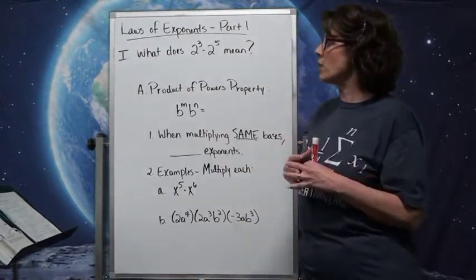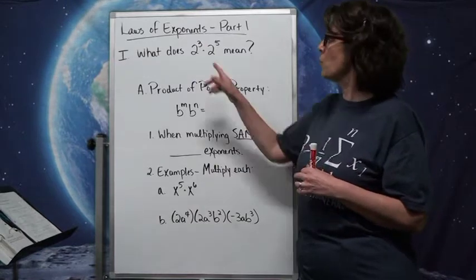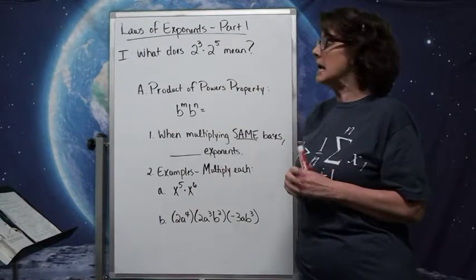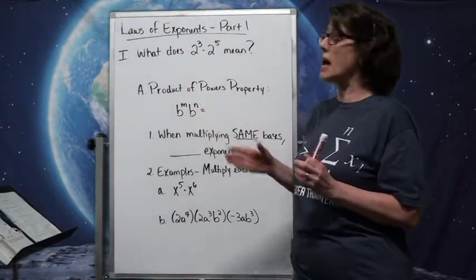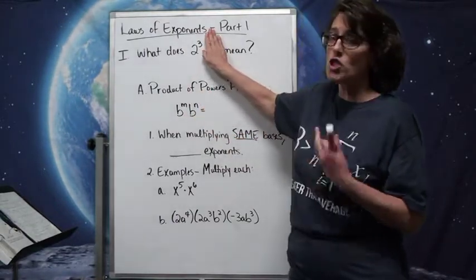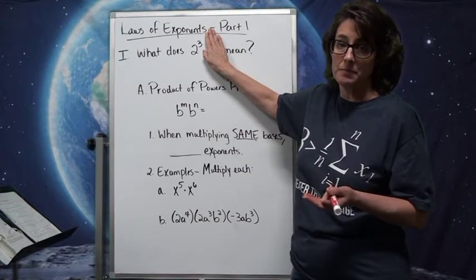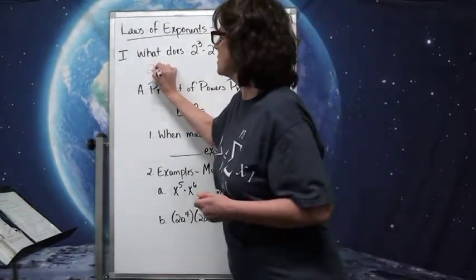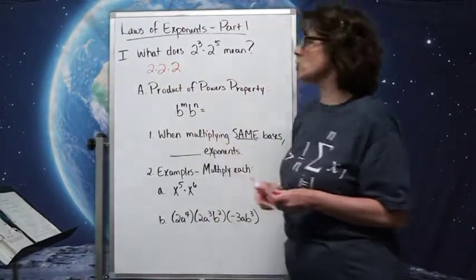And in understanding where it comes from, I'm going to ask you, what does 2 to the 3rd power times 2 to the 5th power mean? Now, I'm not looking for the law of exponents. I just simply want to know, what does just 2 to the 3rd mean? Yeah, 2 to the 3rd means 2 times 2 times 2.